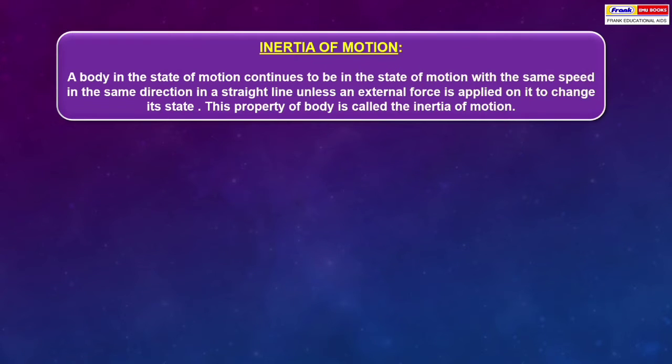Then inertia of motion. A body in the state of motion continues to be in the state of motion with the same speed in the same direction in a straight line unless an external force is applied on it to change its state. This property is called inertia of motion. That means if a body is in motion, it will tend to remain in motion unless it is disturbed by an external force.